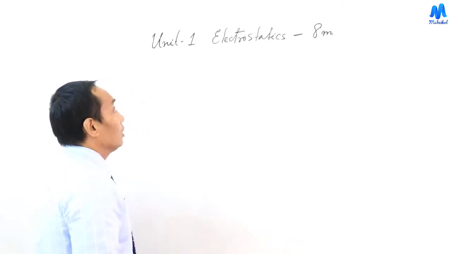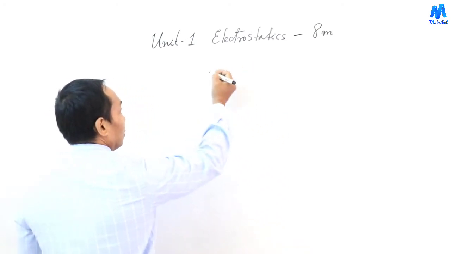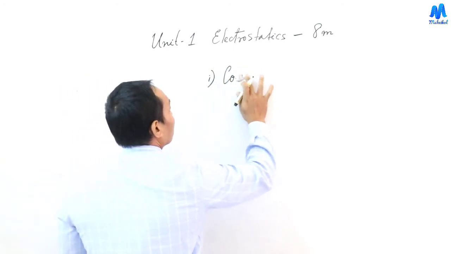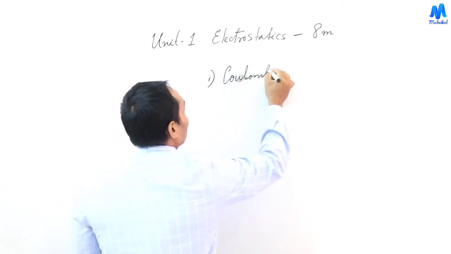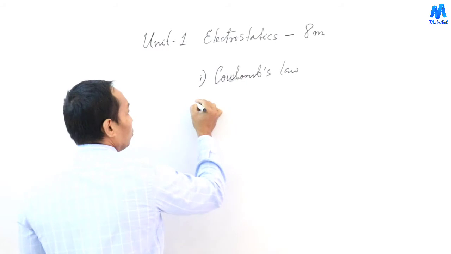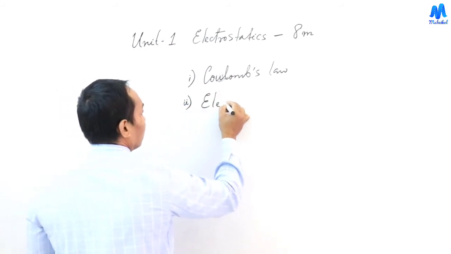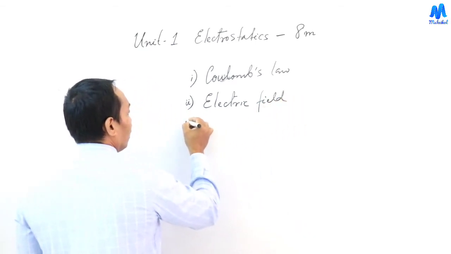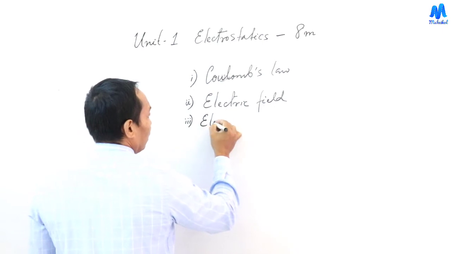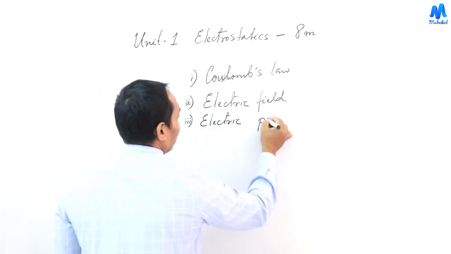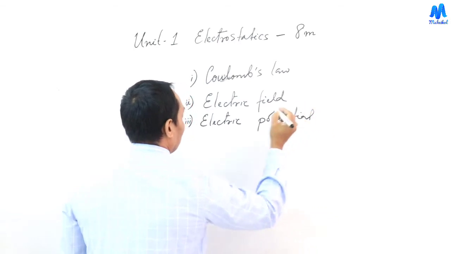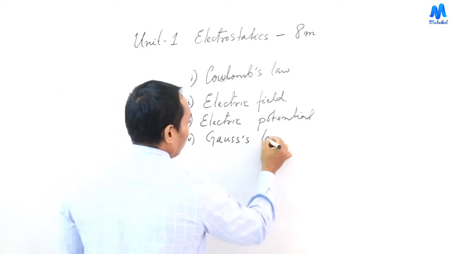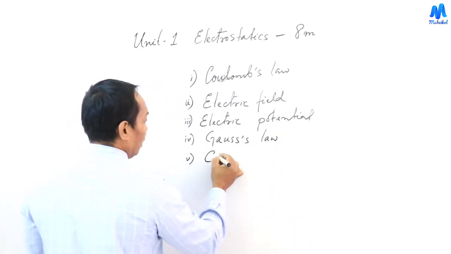Let's see what the chapters are. Chapter number 1 is Coulomb's law. Chapter number 2 is the electric field. Chapter number 3 is electric potential. Chapter number 4 is Gauss law. Chapter number 5 is capacitance.